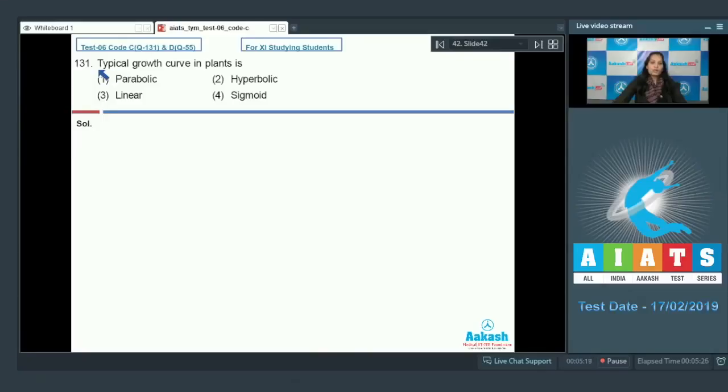Question number 131. Typical growth curve in plants is: first option, parabolic; second, hyperbolic; third, linear; fourth, sigmoid. In plants, the growth curve is S-shaped, which is called sigmoid. It is a very easy question and memory based. So the correct option for the given question is option number 4. Let's move on to the next question.